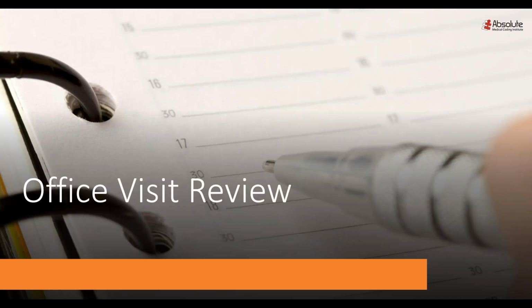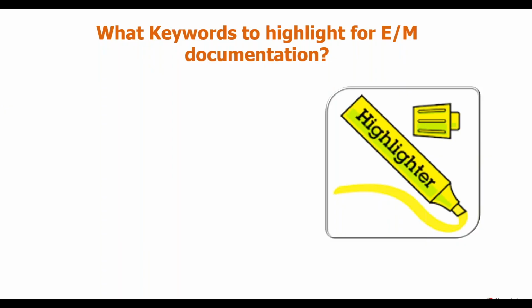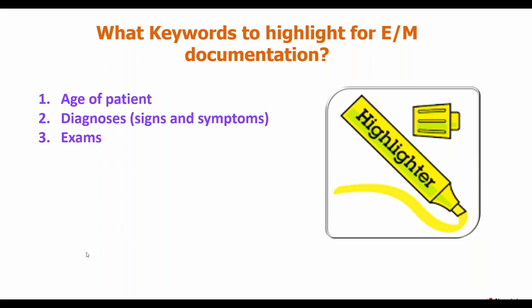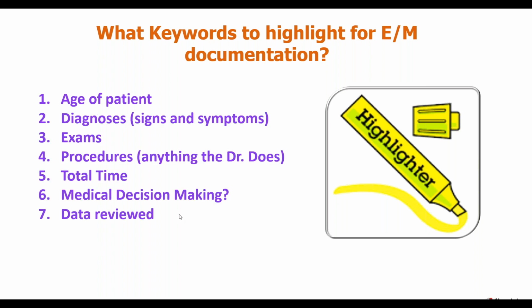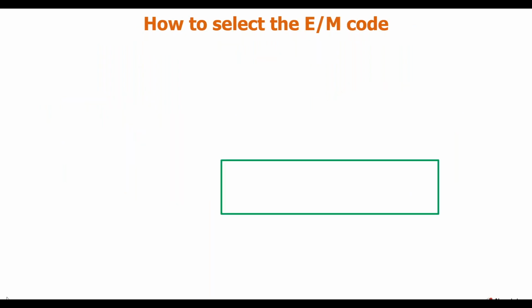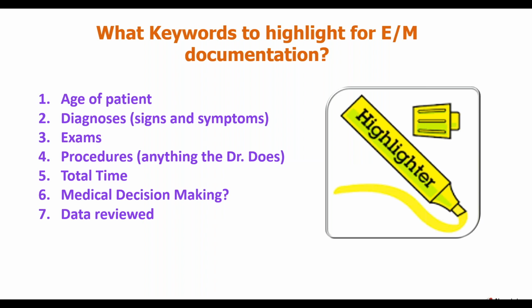Okay, coders. So what are we going to do in this advanced E&M group studies? We'll be reviewing some of the office visit guidelines. It's a little bit different from how we highlight for the Tuesday group studies. In E&M advanced group studies, the keywords that we highlight are going to be the age of the patient, the diagnosis, which are the signs and symptoms, the exam, the procedures, anything which the doctor does, the total time, the medical decision making, which is MDM, and finally the data reviewed.